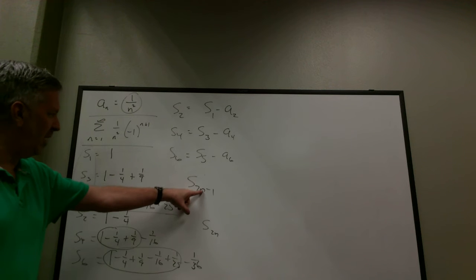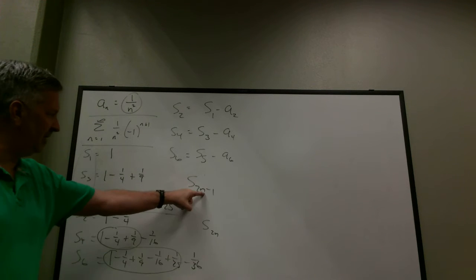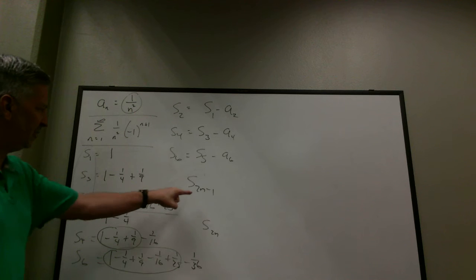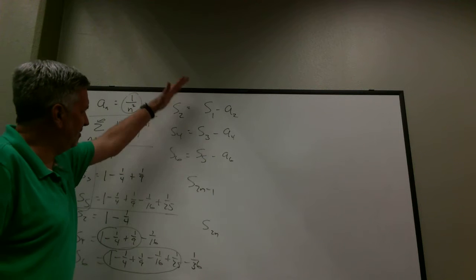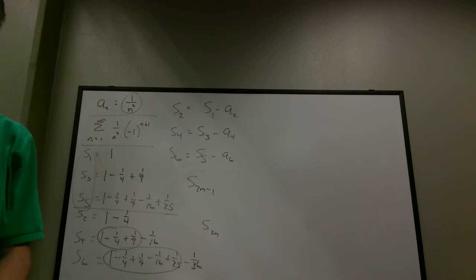Notice when n is 1, you'll get 1 for the subscript. When n is 2, you get 3 for the subscript. When n is 3, you get 5 for the subscript. Okay, so these are the key relationships we want to focus on here.